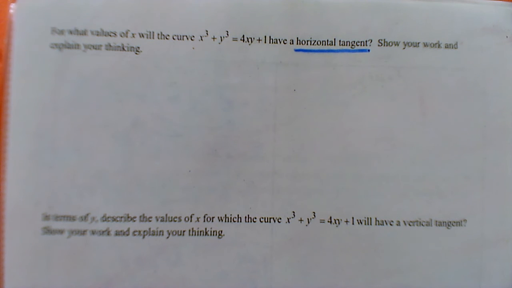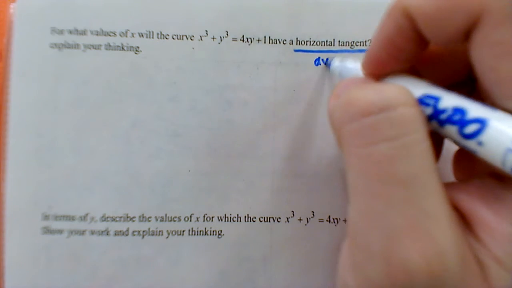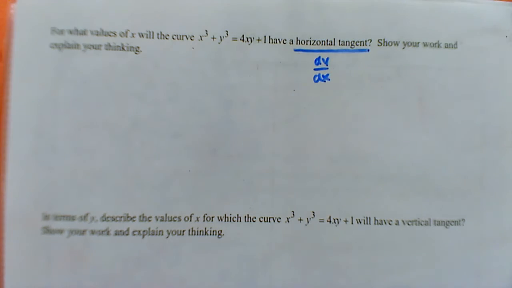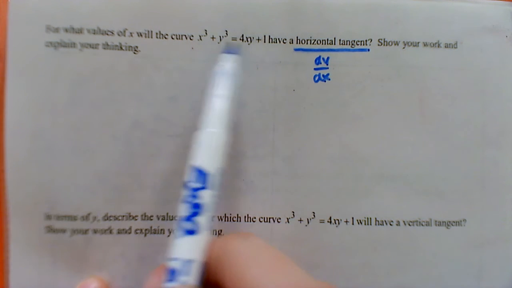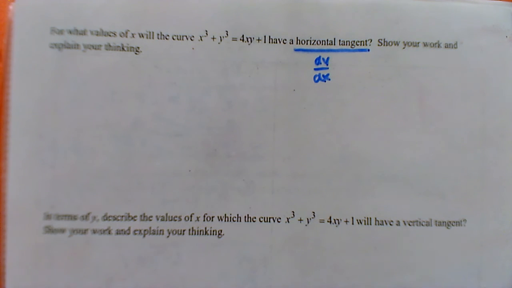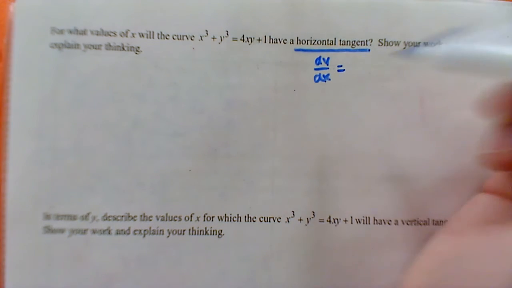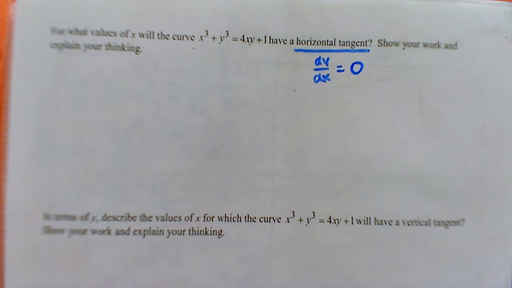Okay, when you see that phrase, horizontal tangent, what do you think of? Horizontal. Zero slope. All right, so dy over dx. Up to this point, we said f prime equals 0, right? But notice how this is an implicit equation. X's and y's are mixed in. So instead of using f prime, we're going to use dy over dx. Okay, it's still a derivative symbol. It's just a different way of representing the derivative.